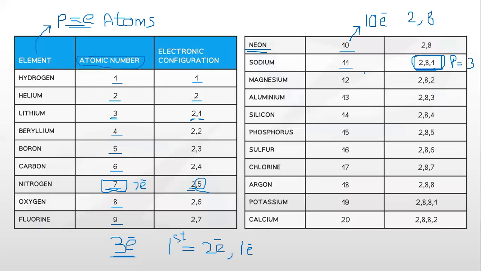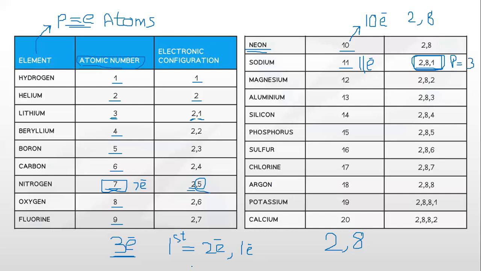Now sodium has 11 electrons. The first one would have 2. Second में कितने आ जाएंगे? 8. Yeah, first में हो गया आपके पास 2. How many more are you left with? 11 minus 2 makes 9. Can your second shell fill 9 electrons? No, it can't. आपके second shell की जो capacity है, that is 8. You are left over with 9 electrons.